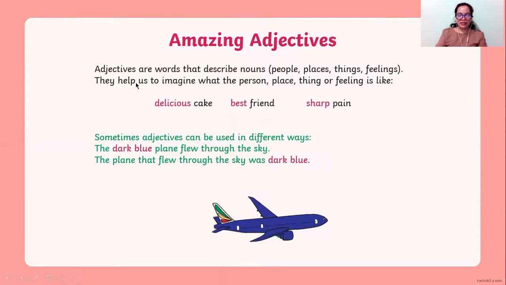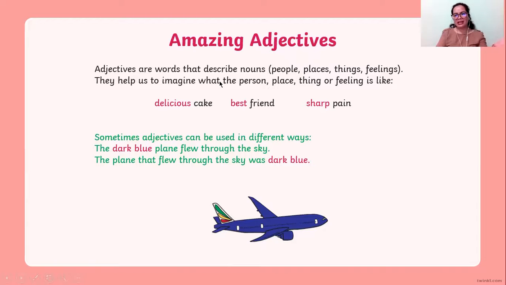Adjectives are words that describe nouns, people, places, things, or feelings. They help us to imagine what the person, place, thing, or feeling is like. For example, the delicious cake, best friend, sharp pain. Again, adjectives are words that describe nouns.